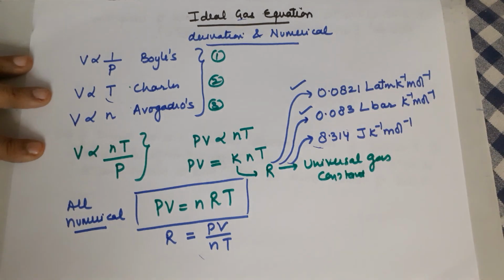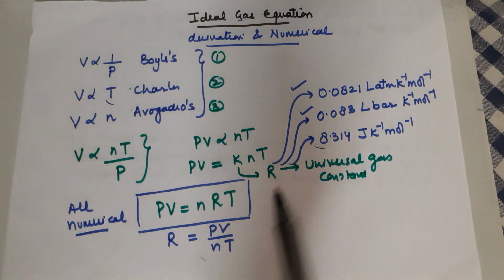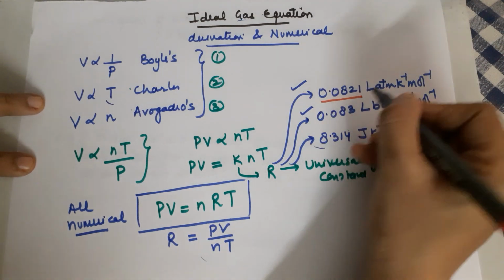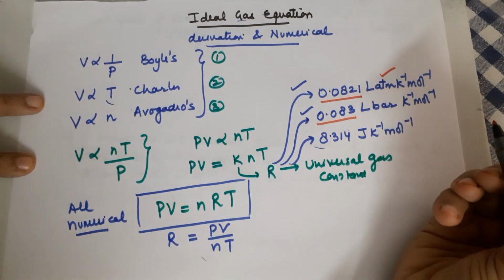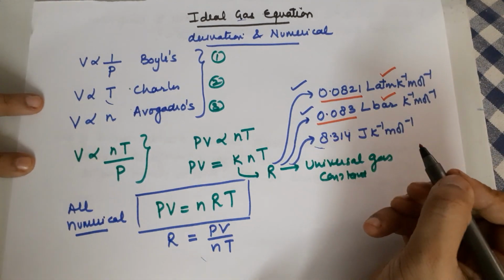So the two values that are of importance to you for numericals are 0.0821, mind you, please use this when the pressure is in atmospheres. 0.083 is to be used when the pressure given is in bar.